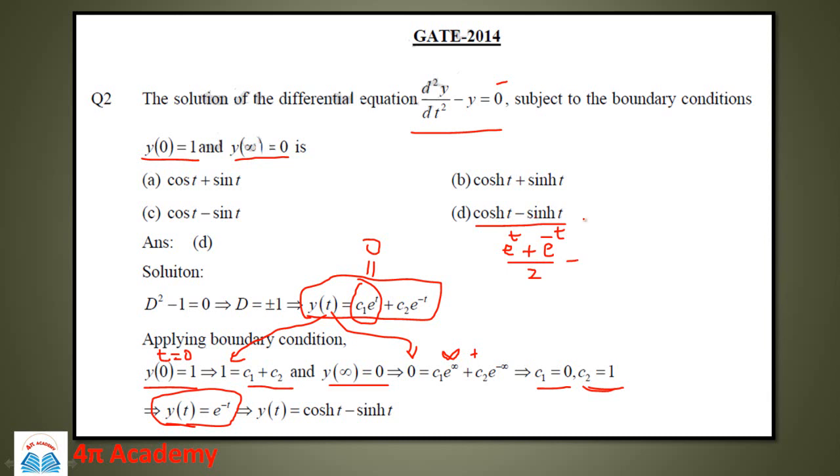minus sinh t, that is equal to e raised to power t plus e raised to power minus t, by 2. So I can take this 2 as common, and so the e raised to power t minus e raised to power t will be 0, and the e raised to power minus t minus minus e raised to power minus t will be 2 times e raised to power minus t. So this 2 will get cancelled off, and we finally remain with the answer as e raised to power minus t. So this is the correct answer, that is option D.